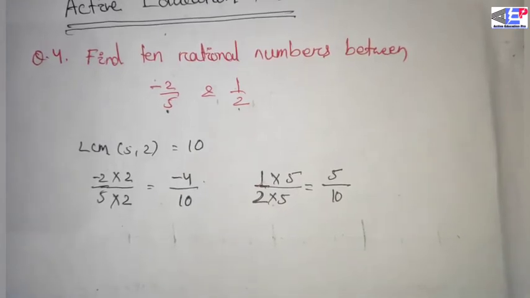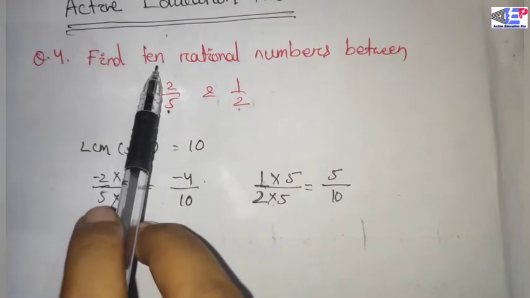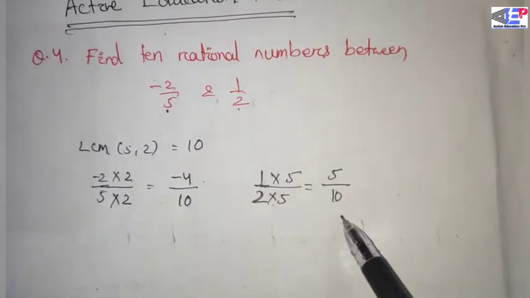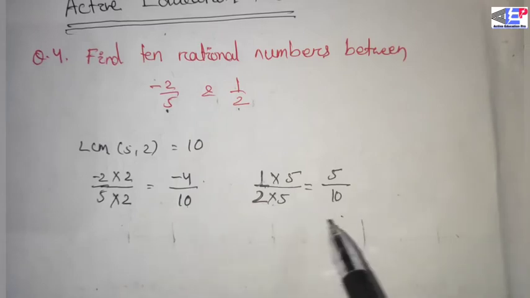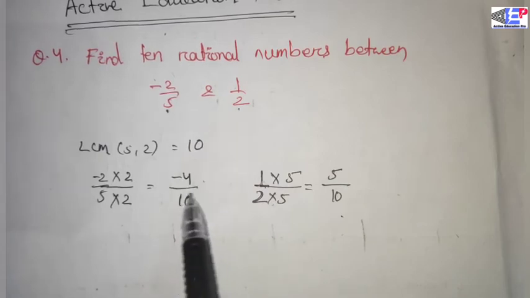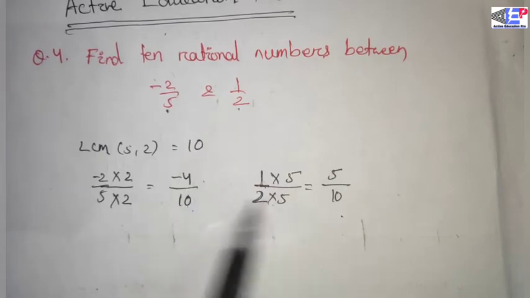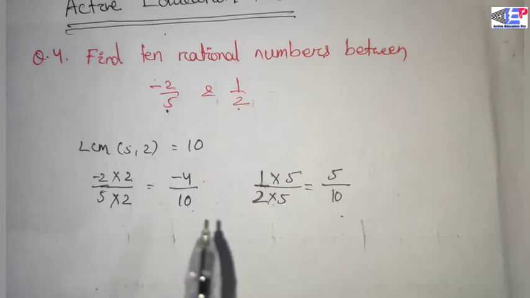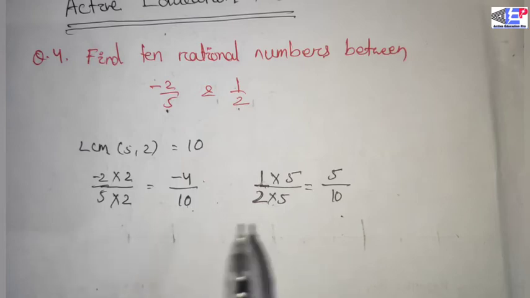But in our question we have to find 10 rational numbers. Between minus 4 by 10 and 5 by 10, there are not 10 rational numbers. We have minus 3 by 10, minus 2 by 10, minus 1 by 10, 0, 1 by 10, 2 by 10, 3 by 10, 4 by 10. These are not sufficient as per our question requires. We need to find 10 rational numbers.